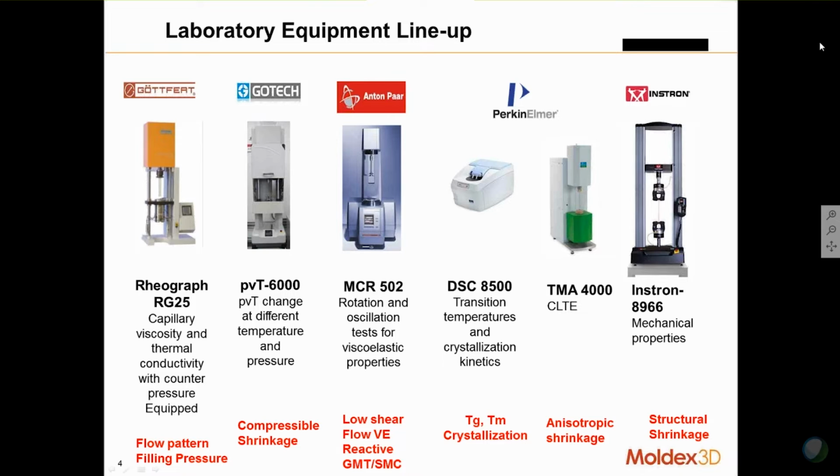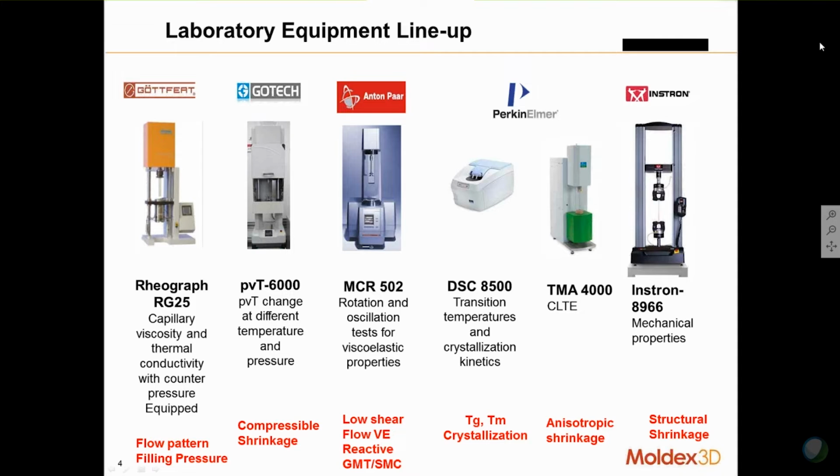And to take it one step further, if you want to know something about the shrinkage, the volumetric shrinkage, or the warpage, then you will need to know the specific volume as a function of the pressure and the temperature. So that's what the PVT would do for you. And for thermoset materials and also for viscoelastic properties, we would need to use these rotational rheometers to tell us everything about, for example, the reactive viscosities for BMC and SMC, and also linear viscoelastic properties for thermoplastics and so on and so forth.